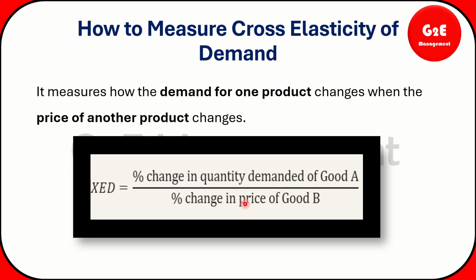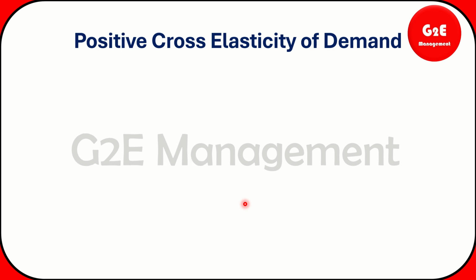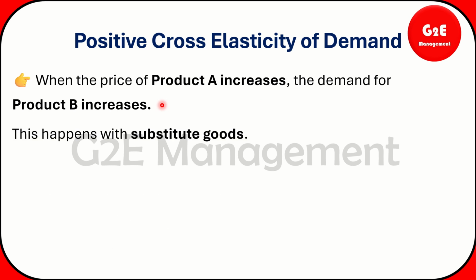Now you can understand the formula we use to calculate cross elasticity of demand. Then we can look at the types of cross elasticity of demand. There are 3 major types: positive, negative, and zero cross elasticity. First, positive cross elasticity. From the word itself, it is positive. It means that when the price of product A increases, the demand for product B also increases. Which kind of products behave like that? Substitute goods.